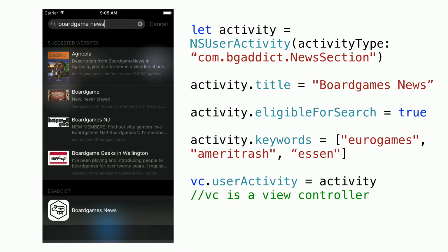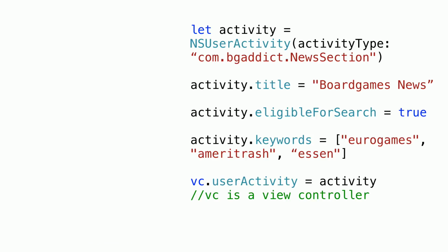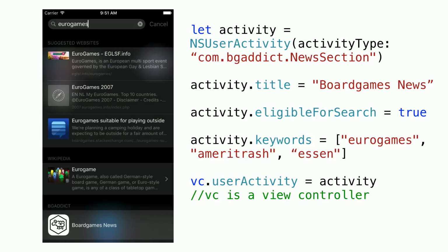All right. So now we search for board game news, and we get results. In the back, you can't see. We're down there at the bottom, and we have our app icon and the section Board Game News on it. Now, if we search on our keywords there, like Euro games, you'll see we're also including the results, although a little bit lower on the rankings.